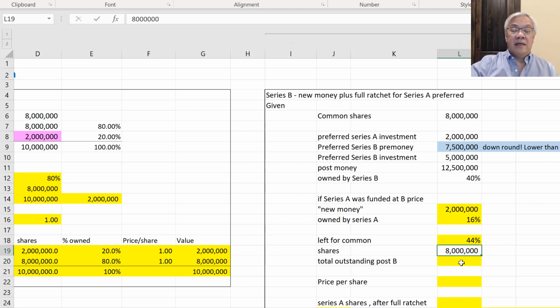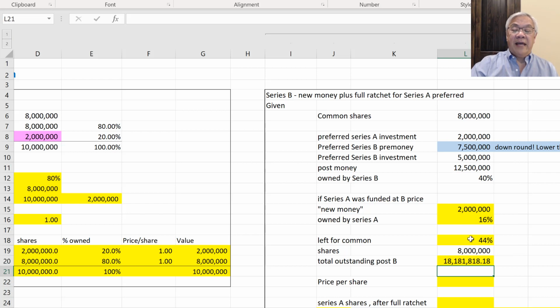And the total outstanding would now be 8 million divided by the 44%, or now a larger amount of shares because of additional dilution from the down round, of 18 million shares. Now, the price per share is the total post money, 12.5 million, divided by the shares of 18.18 million, and that is 69 cents a share.